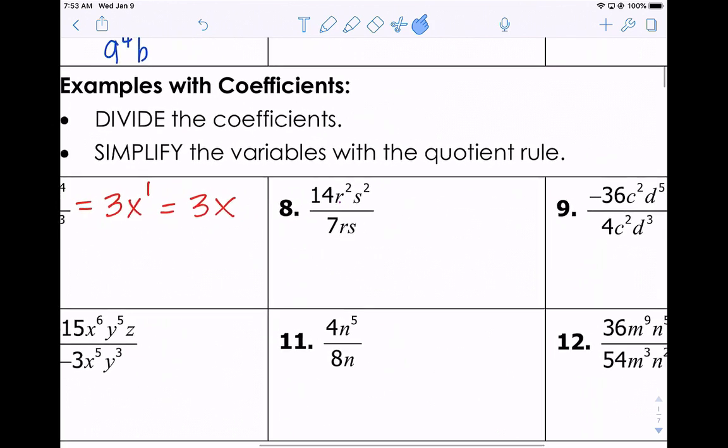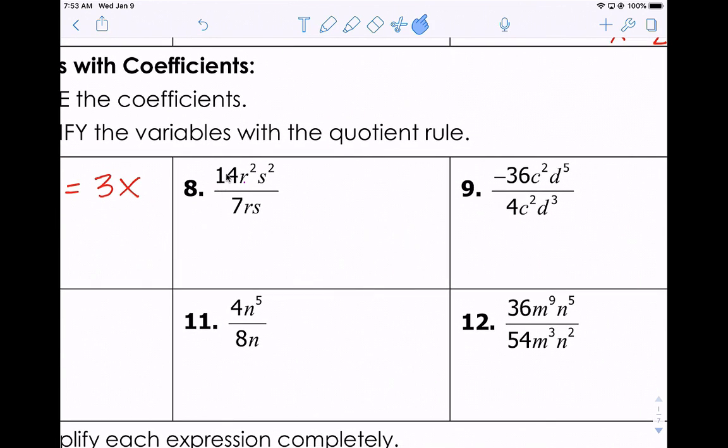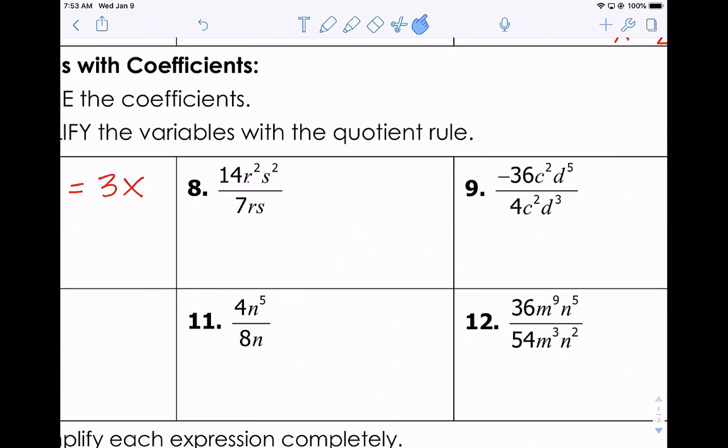Number 8, we have 14 divided by 7. So 14 divided by 7 is 2. Then we have r squared divided by r. Again, this is r to the 1. So we subtract those. 2 minus 1 is 1. So r to the 1. S squared divided by s would also be s to the 1. So again, if I'm writing that technically correct, it would be 2rs.